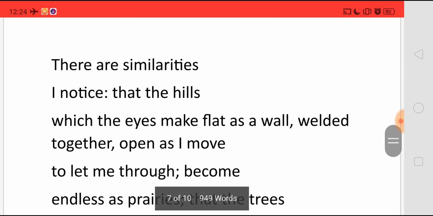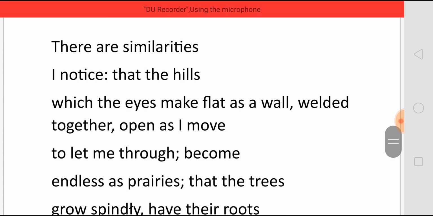Now let's go to the poem. There are similarities I notice. She says, in my mind also, I find a lot of similarities. That the hills which the eyes make flat as a wall welded together. Now I can see the hills, but they look to me as though they are flat and as though they are all welded together like one wall.